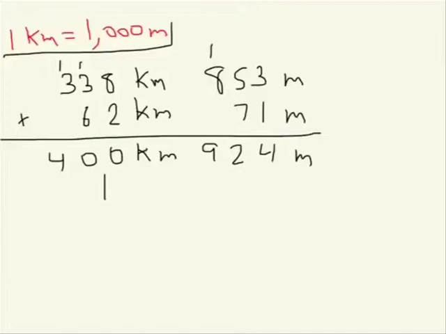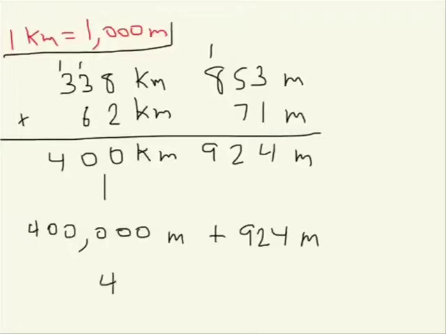So I'm going to write my 400, and then knowing that 1 kilometer equals 1,000 meters, I'm adding 3 zeros to my number. So 400 kilometers equals 400,000 meters plus my 924 meters, which I can do mentally for a grand total of 400,924 meters.